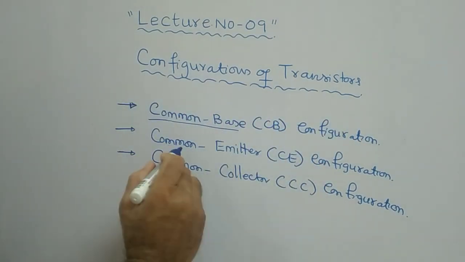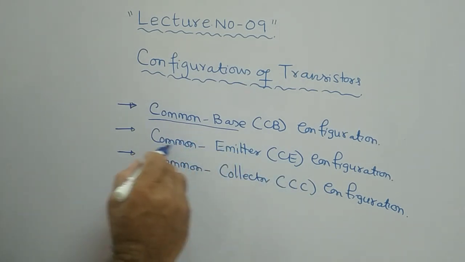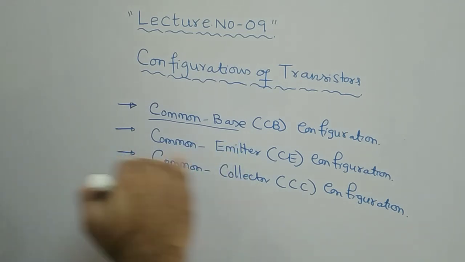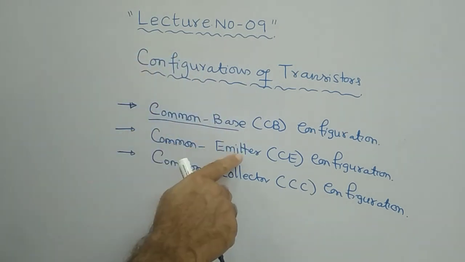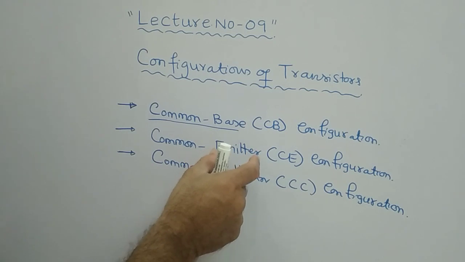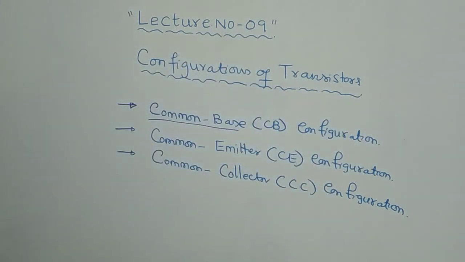Similarly, in common emitter, the emitter terminal is kept as common, as a reference with respect to the remaining terminals. Other than the emitter, the remaining two are the collector and the base. Therefore, the emitter is common with respect to the base and the collector. That is the meaning of common emitter. And what is the CC? Common collector.